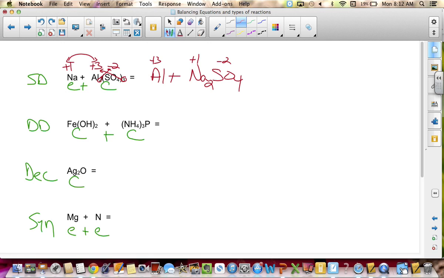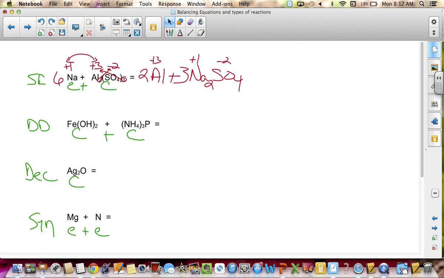The last thing that you need to do is balance the whole equation for quantity. So 1 sodium, 2 sodiums, 2 sodiums. 2 aluminums, 2 aluminums. 3 SO4s, 3 SO4s, but now that changes my sodiums to 6, so I will go back and change my sodiums to 6. Okay? So if you can follow those steps, I think that really does help.